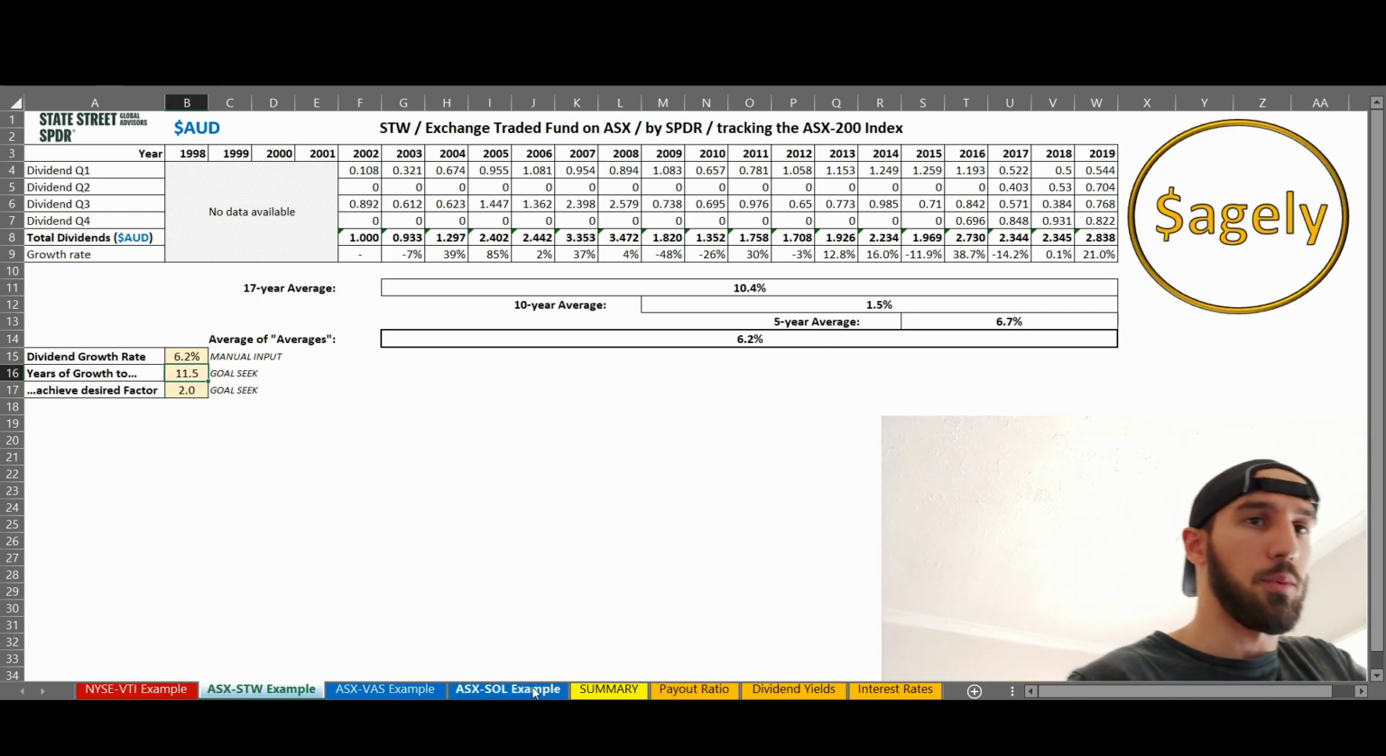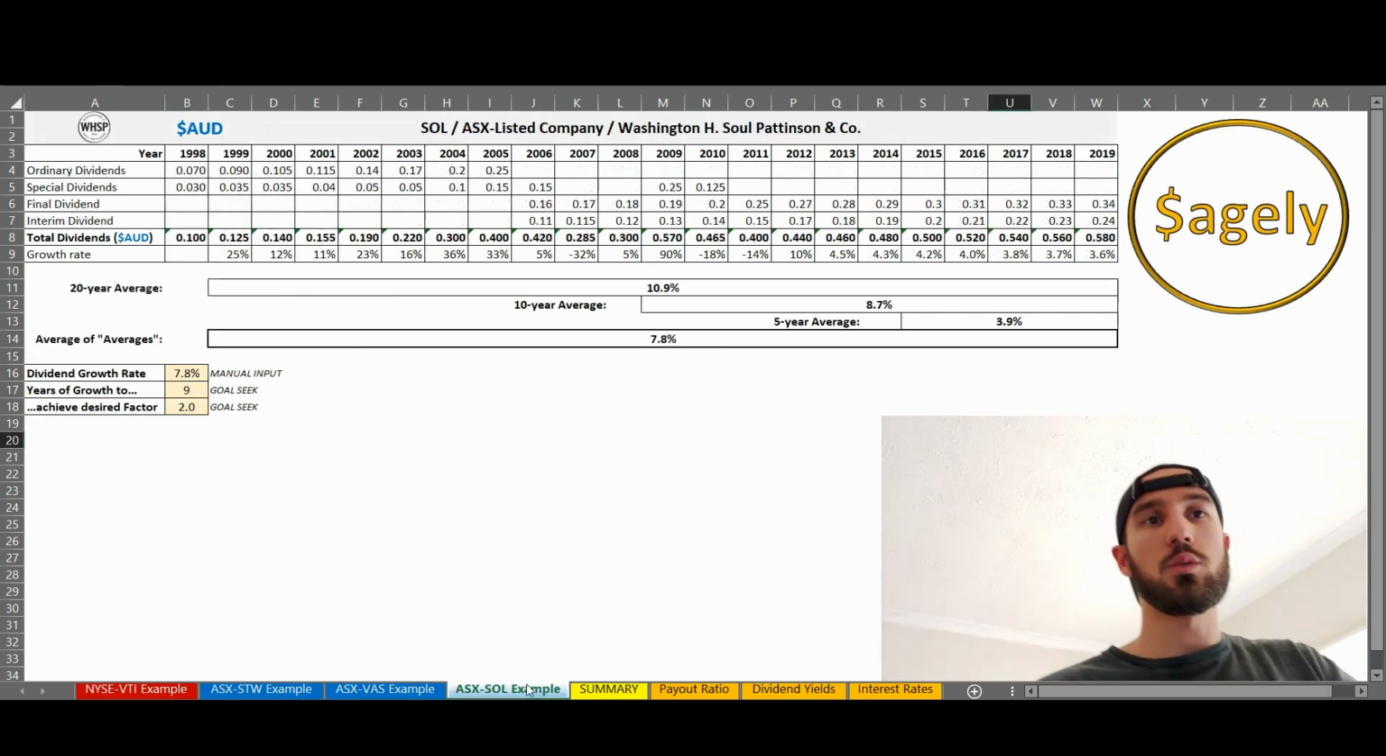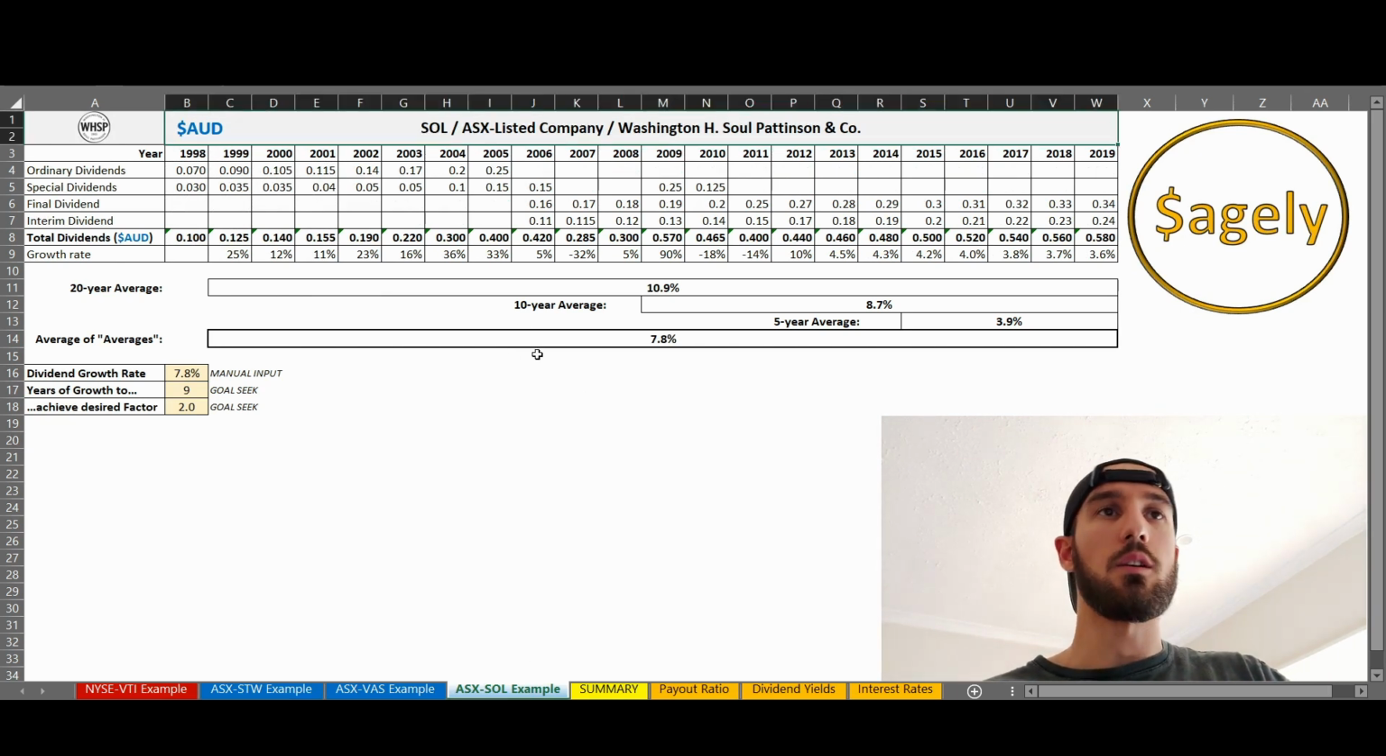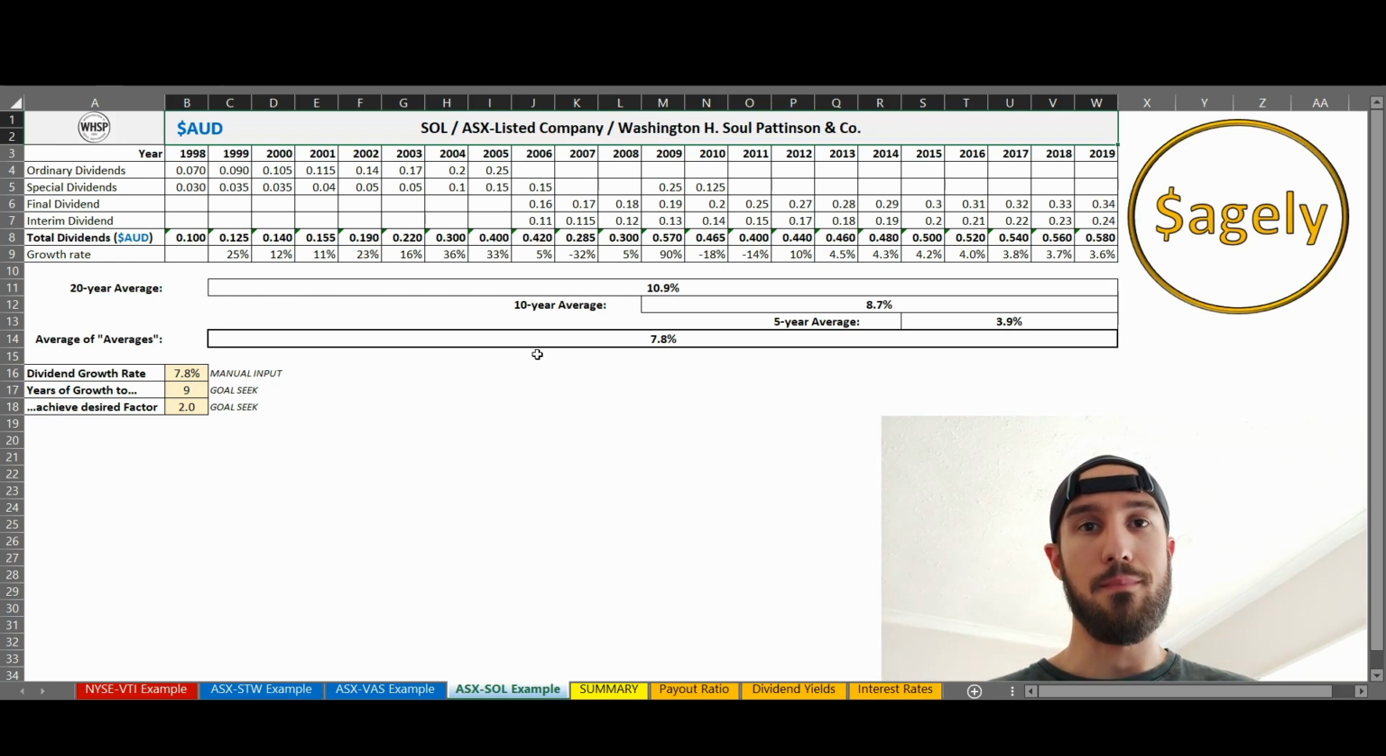Right, the other example that I wanted to give you is an individual stock example, okay? So this is one of my favorite shares to invest in, SOL, which is called Washington H. Soul Pattinson and Co. It's an ASX listed company, which is basically a large conglomerate of smaller companies. So when you invest in a company like Sol, you're really just investing in the management experience, okay, and the management's vision for the future and their ability to outperform the market.